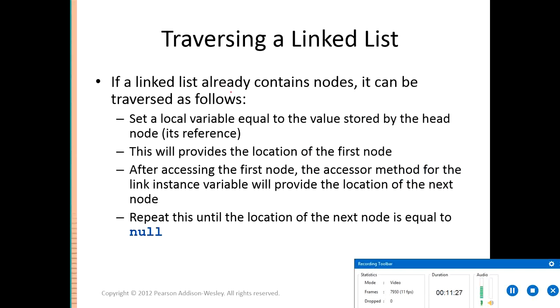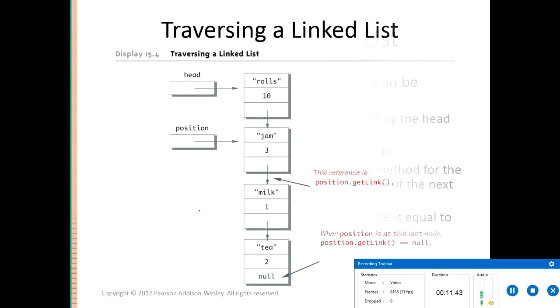Traversing a list: if a linked list already contains nodes, it can be traversed as follows. We use a local variable equal to the value, and then we provide the location of the first node. After accessing the first node, the accessor method will provide the location of the next node, and we repeat it.